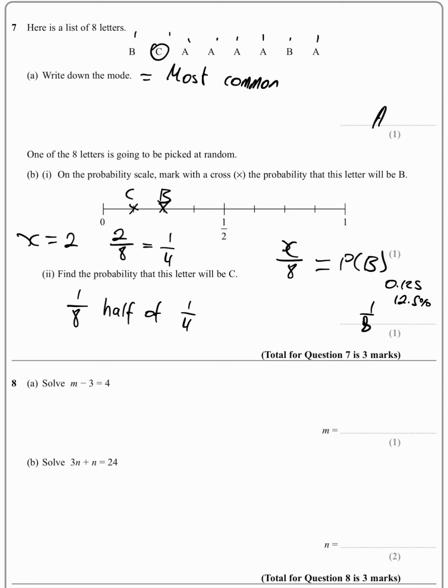Question 8 says solve for m. Part A says solve m minus 3 equals 4. Very simple algebraic rearrangement, finding the value of a variable type question. So the way we're going to find m in this is by adding 3 to each side. And so m is going to be 7.